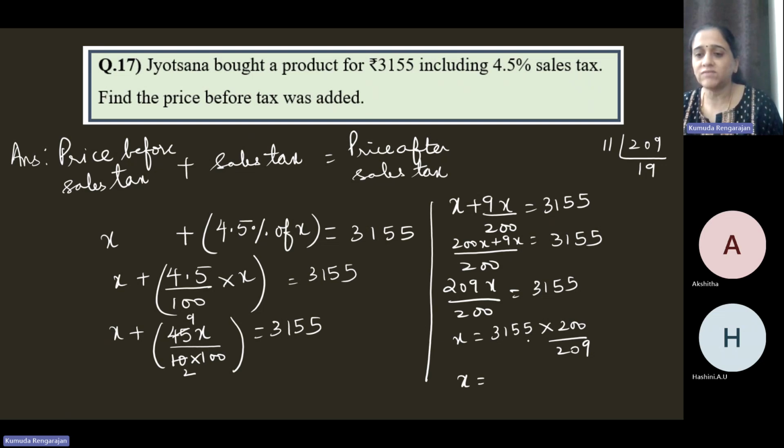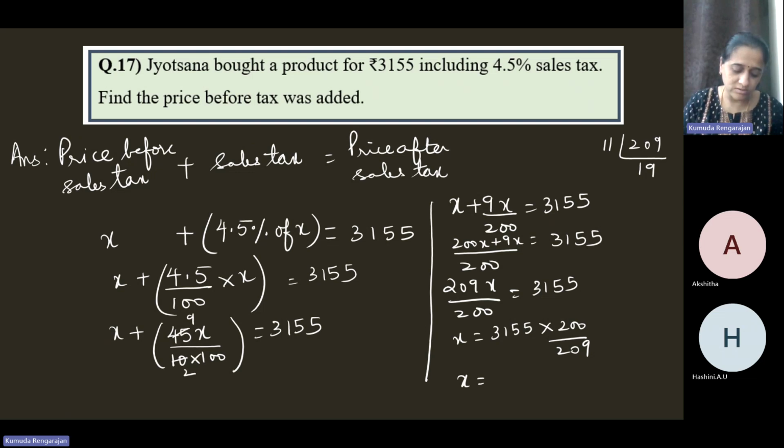So you must check if 3155 is divisible by 11 or 19. If it is not, you cannot simplify it any further, because 200 and 209 you cannot simplify. Only 3155 and 209 can be simplified, but the factors of 209 are only 11 and 19. While 3155, I used the calculator, is not divisible by 11 or 19. You don't have to check 13 or 17, because even if 3155 is divisible by 13, 209 is not. So you can stop.